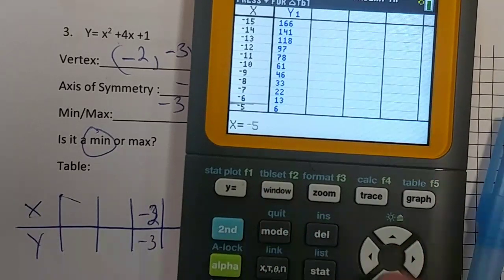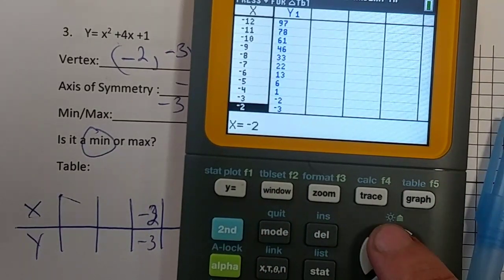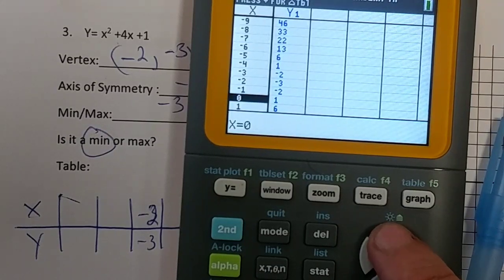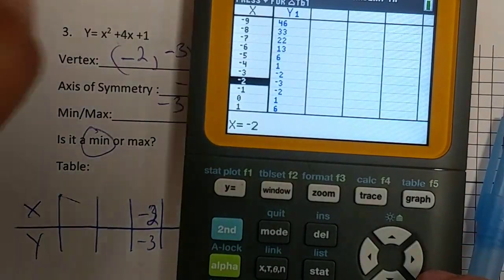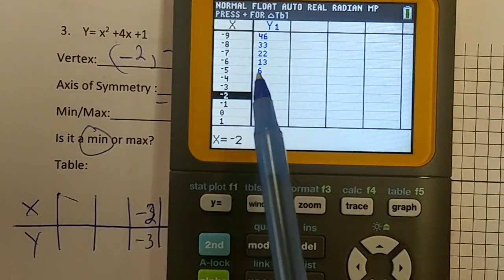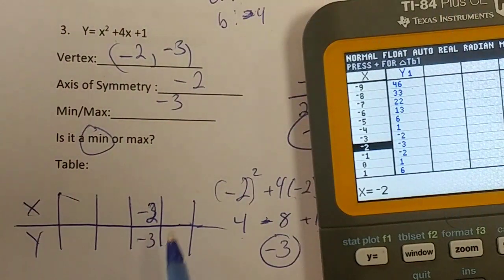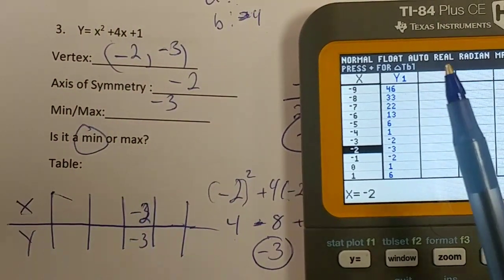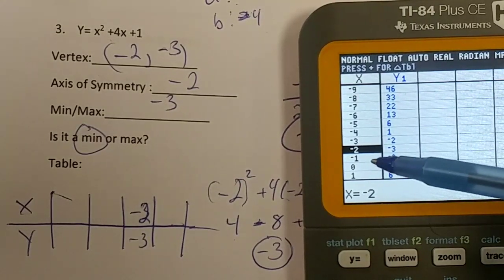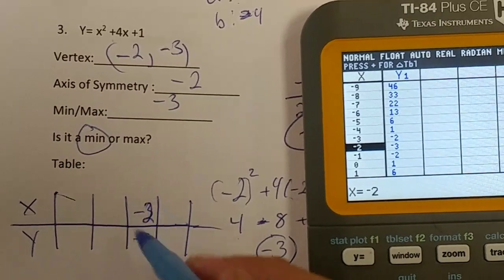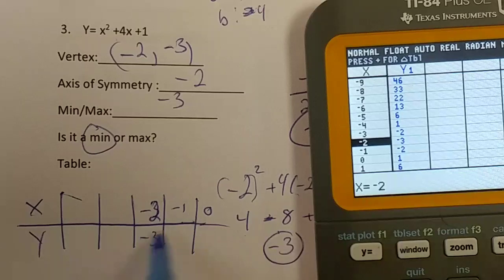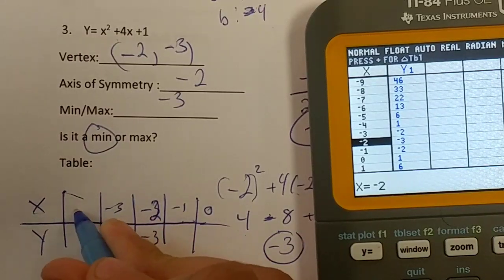Second table. I'm going to go down to where x equals negative 2, which is right here. So notice how I have my table here, negative 2, negative 3. Hey, that looks familiar, negative 2, negative 3. So what I'm going to do is use these two to figure it out. So what's left of negative 2? It's negative 1 and 0. And what's left of it is negative 3 and negative 4.